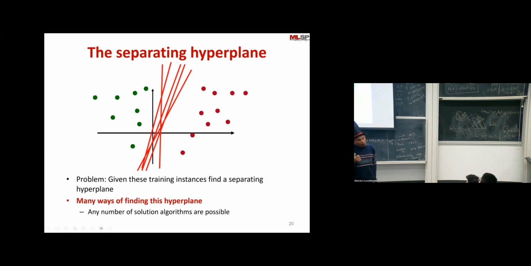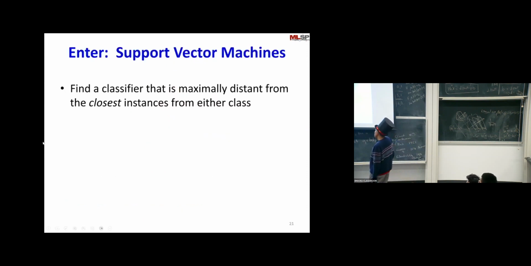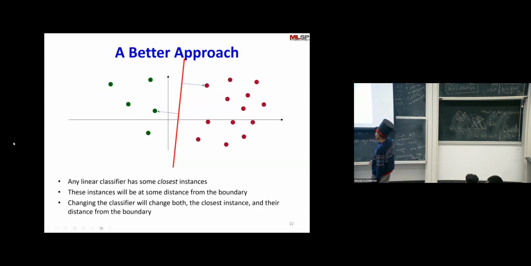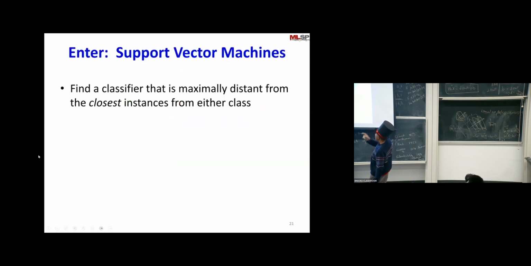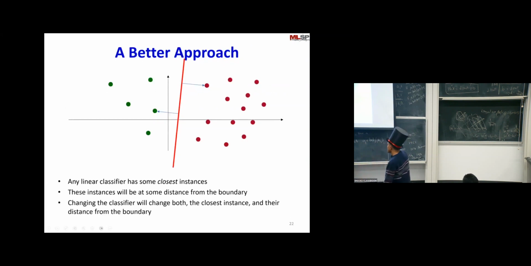But what I really want to do is conservative, right? Being average means that, if I have data which are very dense in one class and not very dense in the other class, the boundary is going to get dragged towards the sparser class. You don't want that to happen. So you want to find a boundary that is maximally distant from the closest points in either class. Here, for example, if I draw any boundary, that boundary is going to have a bunch of closest points. In this case, I'm showing you the two closest points.